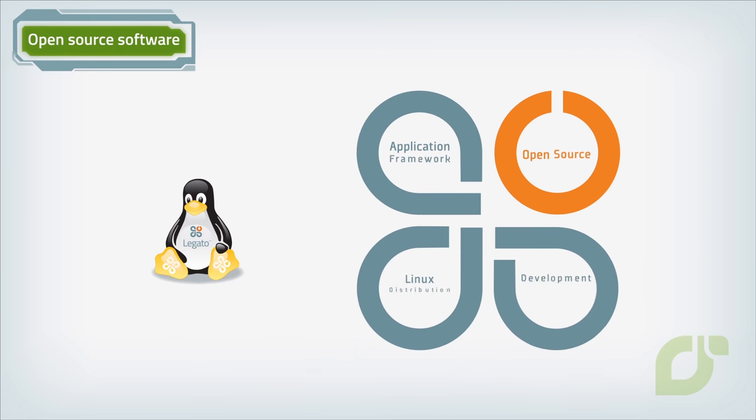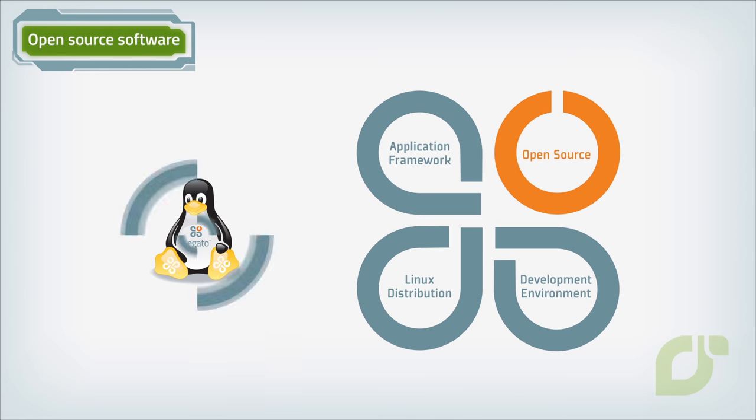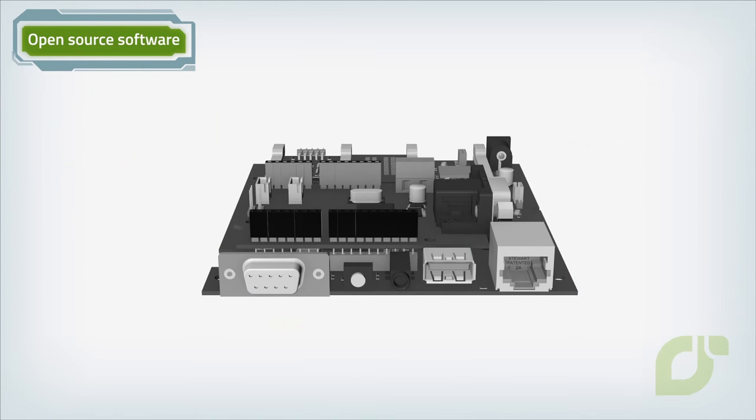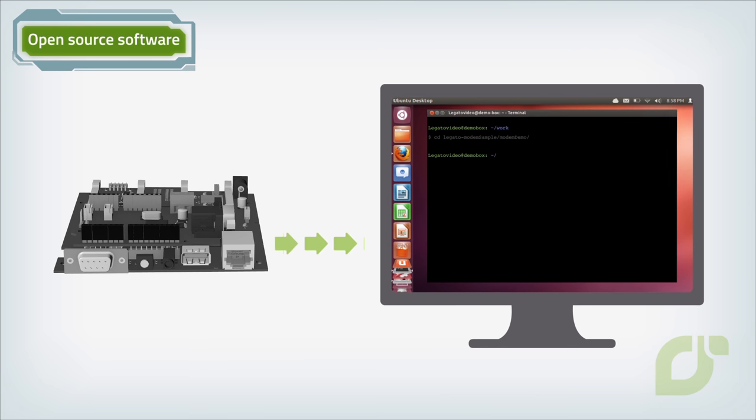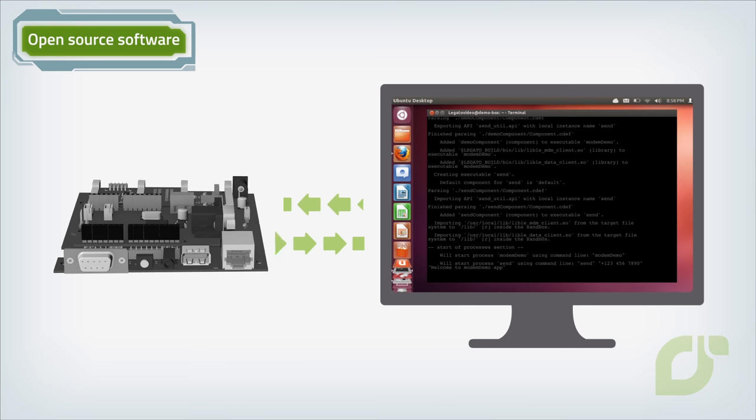Start writing your software immediately with the open-source Legato Linux platform, fully integrated on Mango Green. The Linux platform automatically loads the necessary drivers to turn on any IoT connector or Arduino shield, so you can start receiving or sending data.